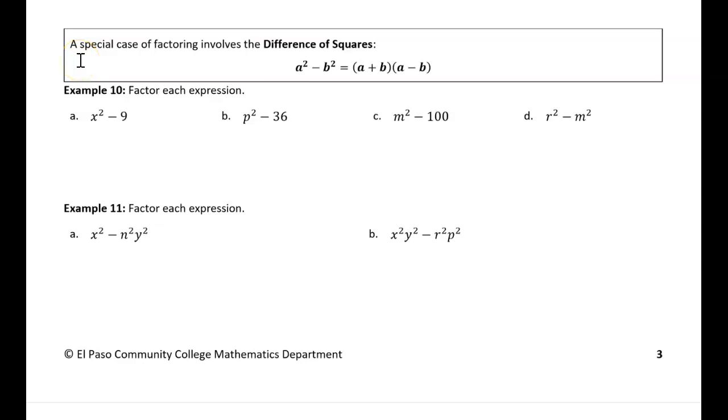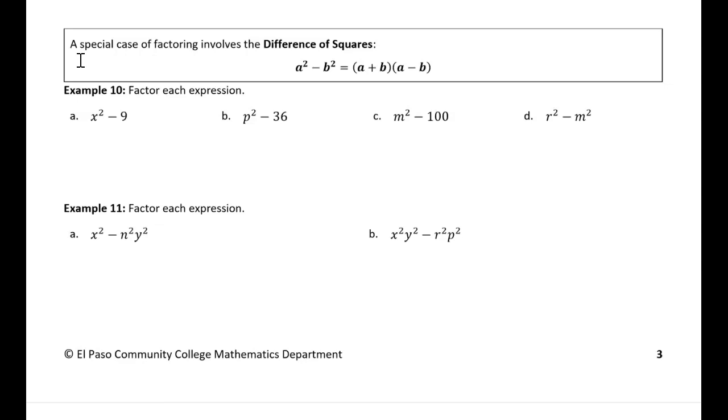NCBM 0324, Section 1.5, Basics of Factoring Polynomials, Part 7. I mentioned in the last video that those example 9C and D problems were examples of perfect square trinomials. So it's a special case of this new factoring method.